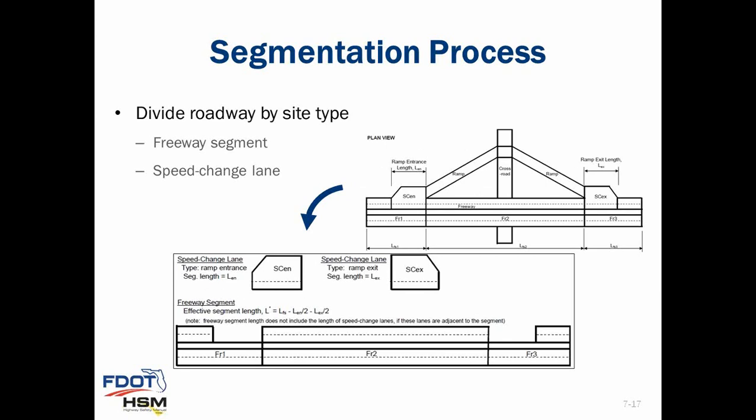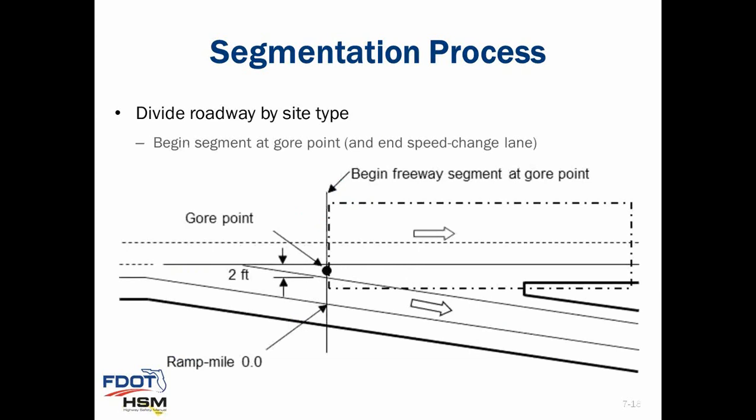One key segmentation rule is that at gore points, one segment must end and a new one must begin. In other words, a new site always begins at a gore point. The gore point is defined as the point where the marked gore is 2 feet wide. This point is shown in the figure at the bottom of the slide.